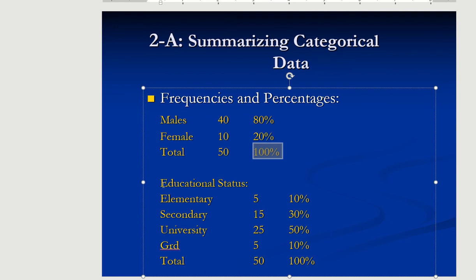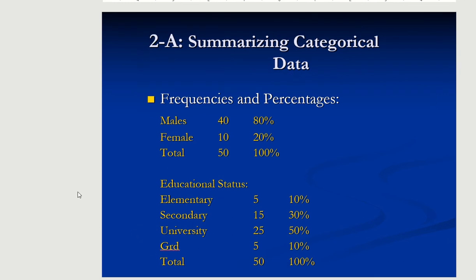Okay, here's another example, educational status. Elementary, secondary, university, graduate. You may notice that this is not only categorical data, but more specifically, it's ordinal, going from elementary to graduate. 5 out of the 50 have elementary education, 15 out of the 50 secondary education, 25 and 5. These numbers, these counts, are called frequencies or counts, whereas when you turn them into percentages, obviously you get what we call a percentage. Okay? This is for categorical data.